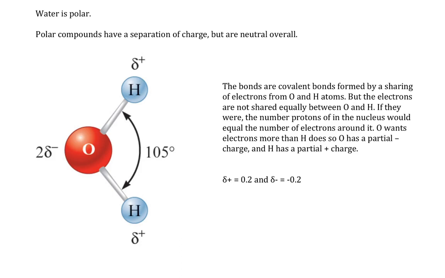If they were, the number of protons in the nucleus would equal the number of electrons around it. Oxygen wants electrons more than hydrogen does, so oxygen has a partial negative charge, which we symbolize with that Greek symbol delta, delta minus, and hydrogen has a partial positive charge, delta plus. The delta just implies not a full charge, just a portion of a charge. In water, the delta plus is 0.2, the delta minus is negative 0.2. So it's that portion of a full charge.